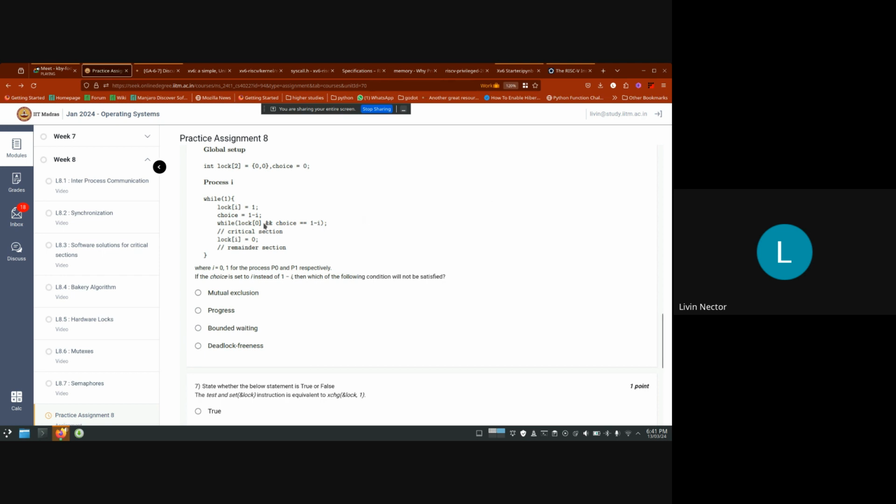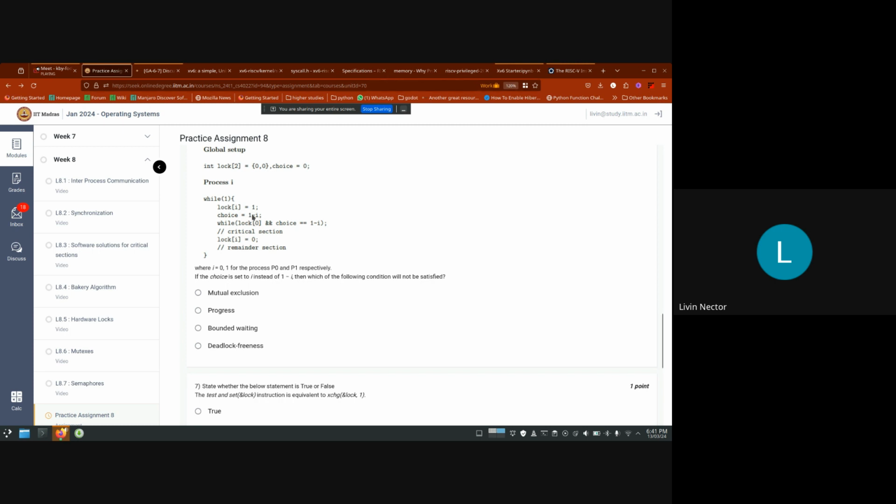In that case, we will correct this to this. And actually this condition should be also I equal to 1. So both these places, this question is about what happens if 1 minus I is replaced with I. That's what the question is.